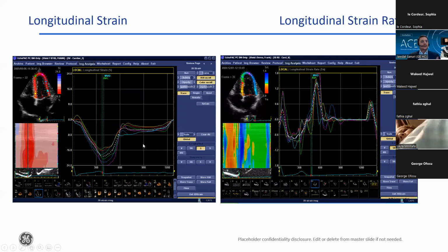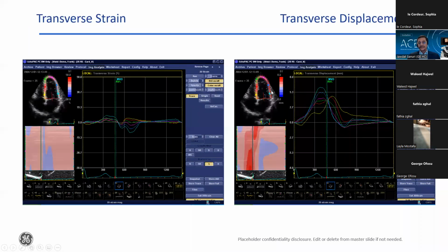And then you can also have a look at transverse strain in the apical views, as well as transverse displacement. So it's displacement of each of these segments towards the center line. Okay? And again, that's additional information that can be procured from this speckle tracking.